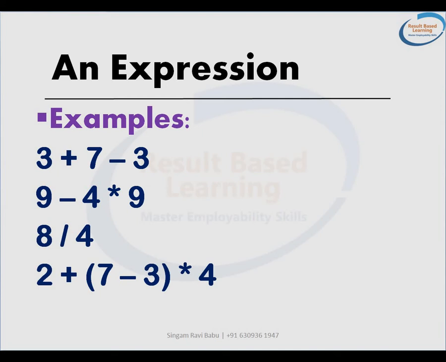In the fourth expression there are four values, 2, 7, 3, 4 and there are three operators, plus, minus, multiplication and parenthesis. So there are four operators in this expression. So these are expressions and we have to solve these expressions.